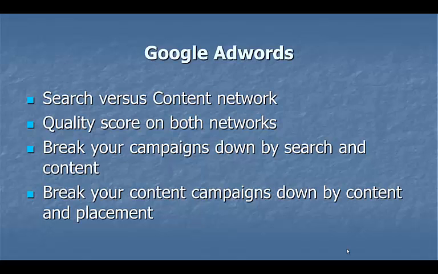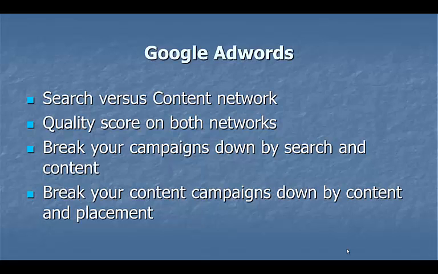Now, when setting up your campaigns in Google AdWords, the way it works is that you set up different campaigns within the platform, and then within each campaign, you set up different ad groups. By having the ability to set up different ad groups, you can write more specific ads to whatever keywords are in that particular ad group. But I highly recommend that when you start advertising on Google AdWords, if you are doing a search campaign and a content network campaign, you break your campaigns down by search and content.